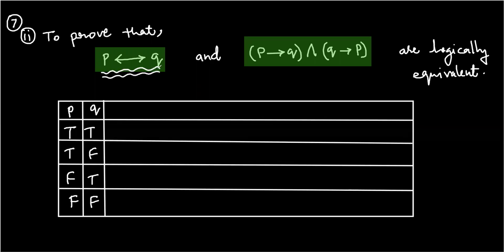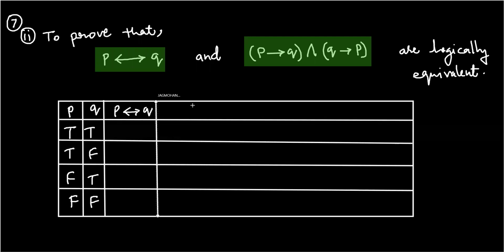See, I can go for P double implication Q, or I can go for this or this. That is okay. So we can go for either of them. So what I will do is, let me go for double implication first. I will go from left to right, so P double implication Q is what I go for in the next column. So P double implication Q will come here.